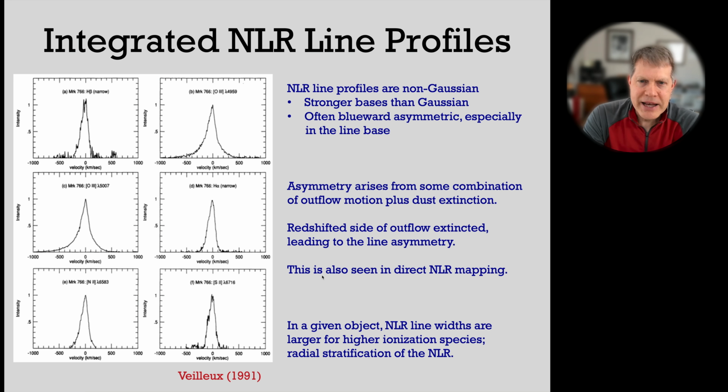And as we will see, this basic phenomenon is also seen directly in NLR line mapping, as I will show you. Furthermore, in a given object, the NLR line widths are generally larger for high ionization species, just like what we saw for the broad line region. In other words, there is evidence for radial stratification of the narrow line region, exactly like you might expect from photoionization, and exactly as is seen for the broad line region. The same thing essentially holds, at least to a first approximation, for the narrow line region as well. Radial stratification according to ionization level.